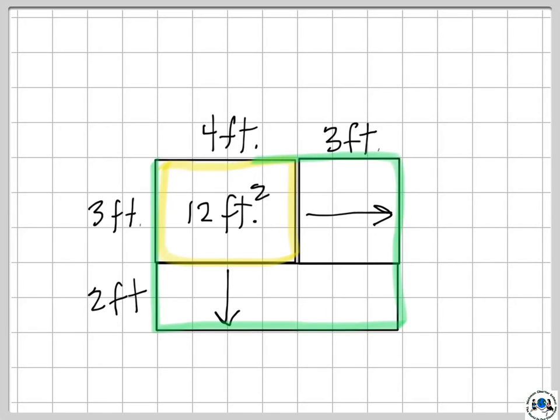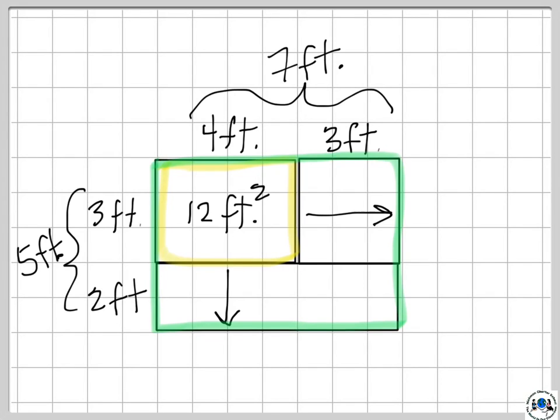Okay, so there's our expanded garden. So that's how those two compare. Now if we go ahead and find our dimensions, our new garden, like we knew already, is 5 feet by 7 feet, which of course is 35 square feet. Okay, 35 square feet there.